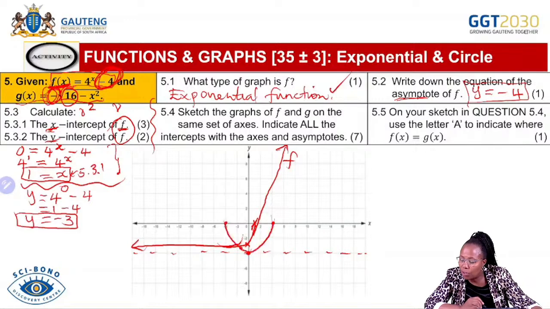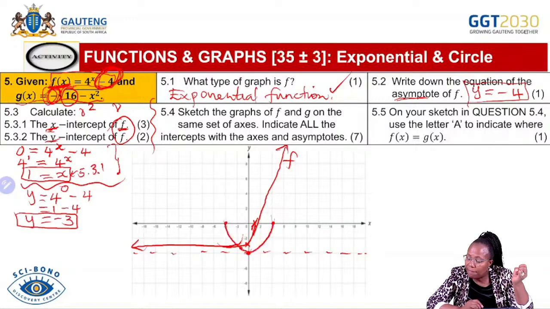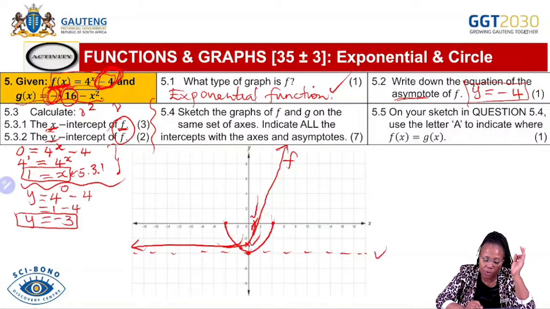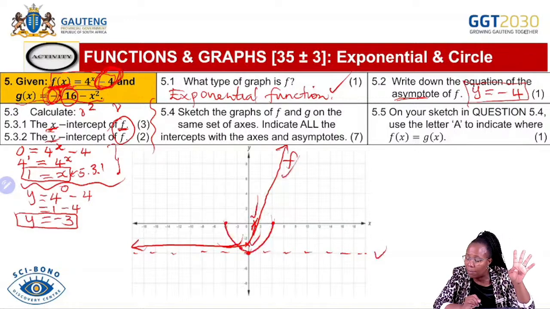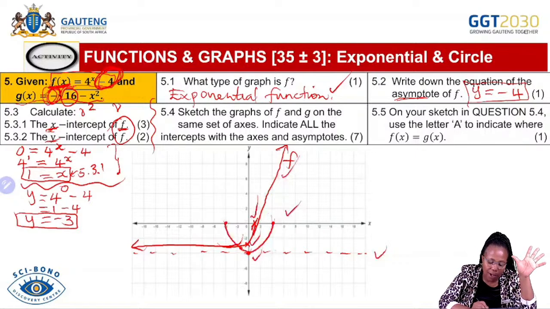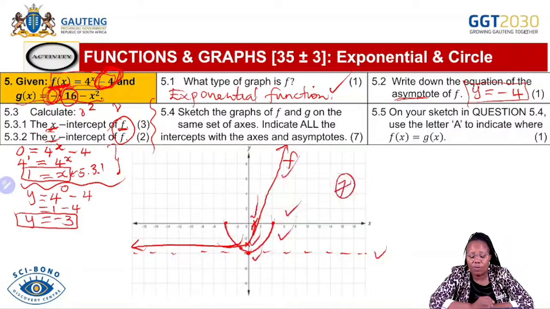And then now the allocation of mark on the f function will be for the x-intercept, for that point there, for the y-intercept, second for the asymptote, for the shape of the graph is 4 marks. And then for the second one, it will be for both x-intercept, and then for the y-intercept and for the shape. That is why we are having 7 marks on that one.